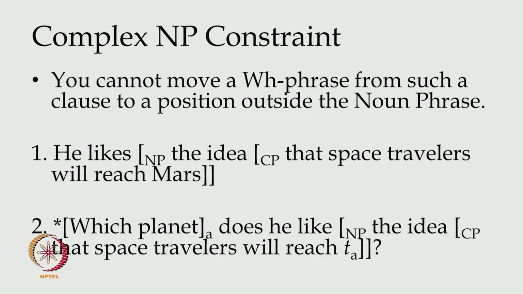So, this NP, the idea with the clause, is called complex NP, okay? That's the meaning of complex NP. And the idea is, extraction out of this complex NP is not going to be possible. So, look at the second sentence. Why the second sentence is not good is because we are trying extraction out of complex NP.